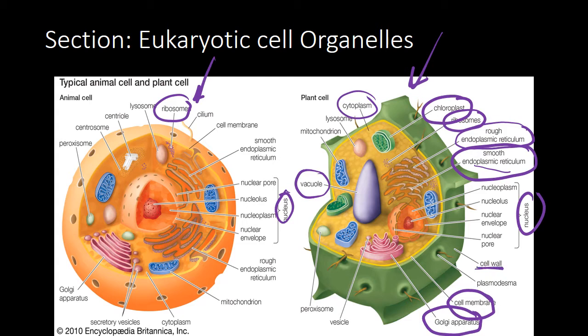That cell wall's job is mainly to just give it structure and support. And the last one I want to talk about is going to be the mitochondria. Mitochondria, remember, is the powerhouse of the cell. It goes through cellular respiration.